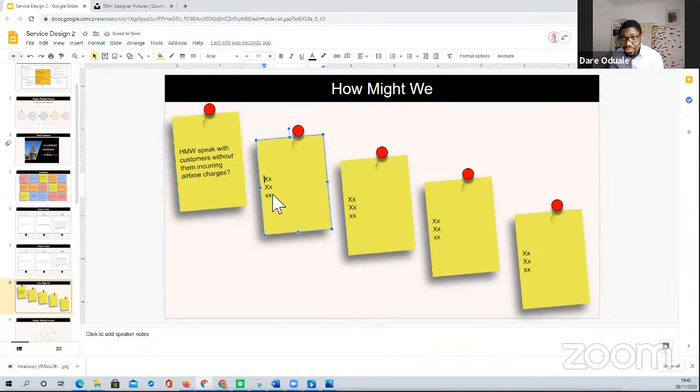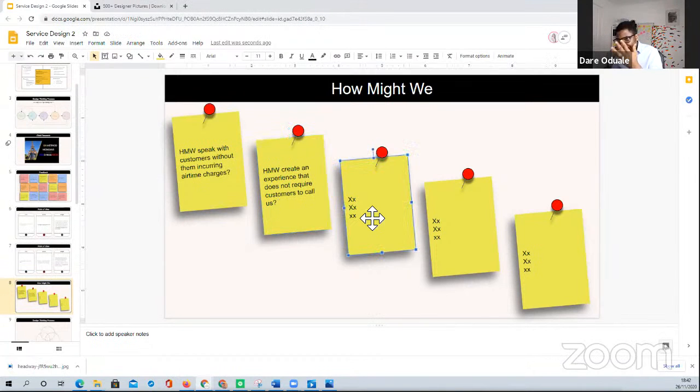So you can have another question based on that same point of view to say, how might we create an experience that does not require customers to call us? Is this not possible? You can create an experience where your customers don't even need to call you. Do you understand?